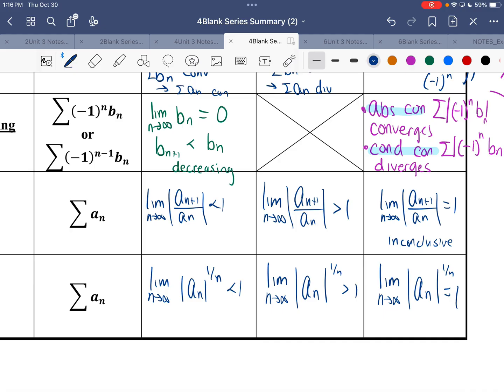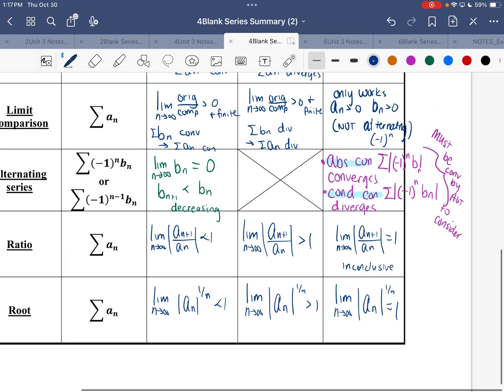Now on number 1, you have n factorial, it's big top. Yes, nth term test for divergence would have worked, but it says use the ratio test. So sorry, you have to use the ratio test.